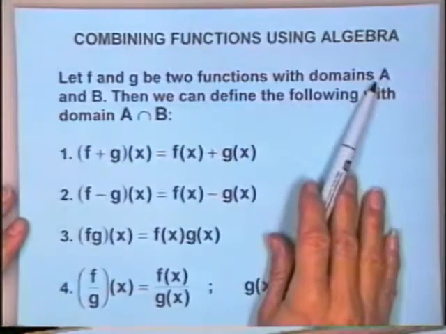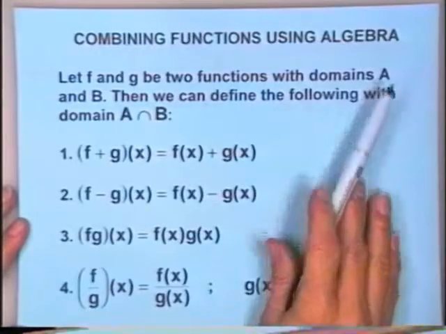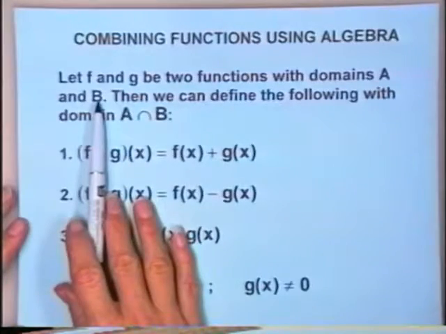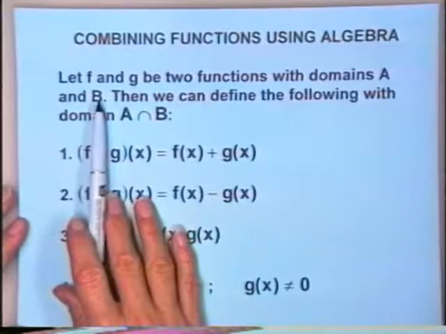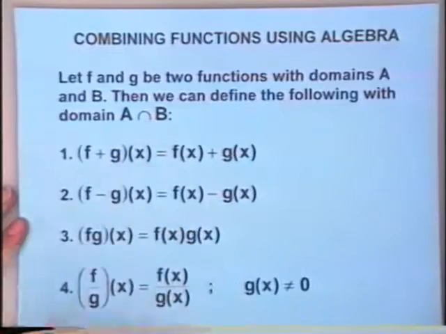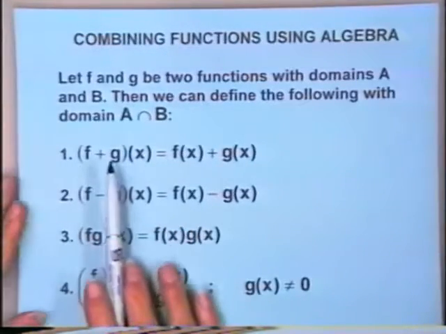So what we're saying here is if we have one set of numbers that is the domain of function f and another set of numbers that is the domain of function g, then we will take only those numbers that appear in both A and B at the same time, those numbers that are common to A and B. So if they're numbers that are in A but not B, those will not be included in the domain of our new function. Now, our first operation is the addition of functions.